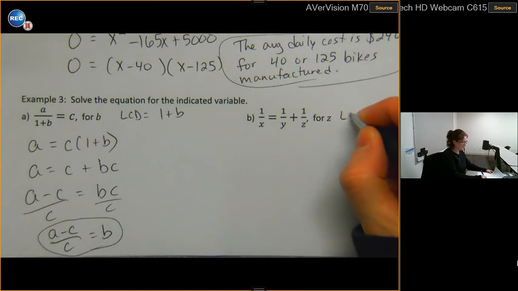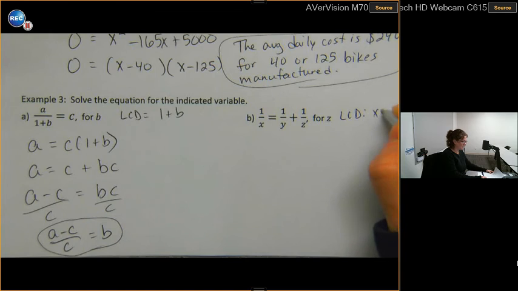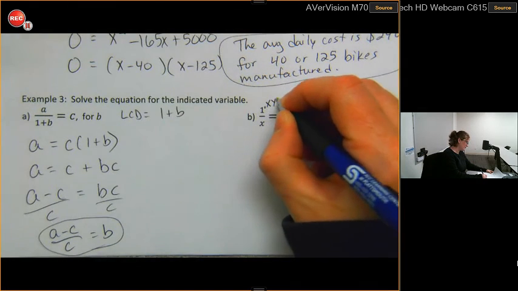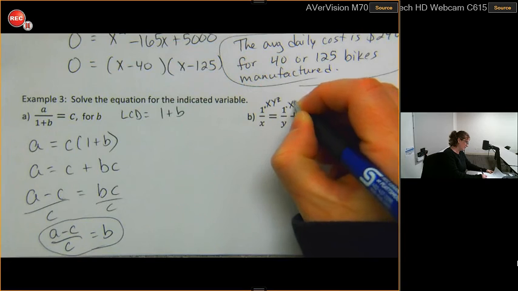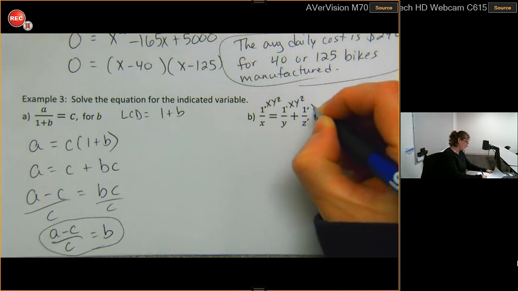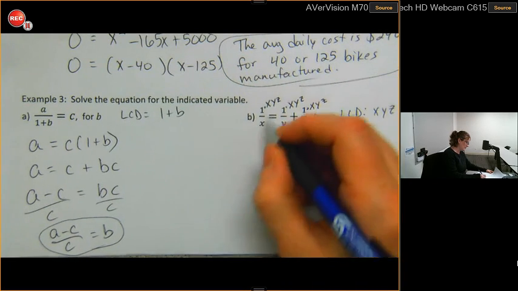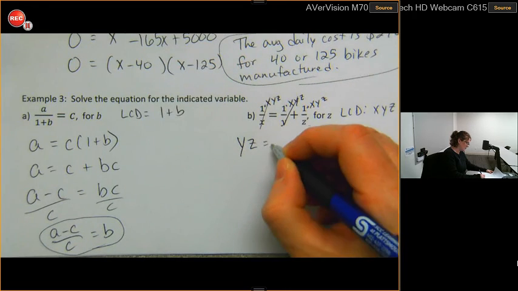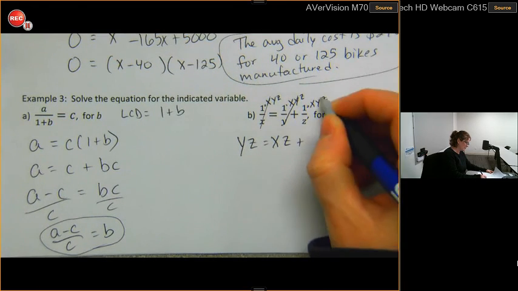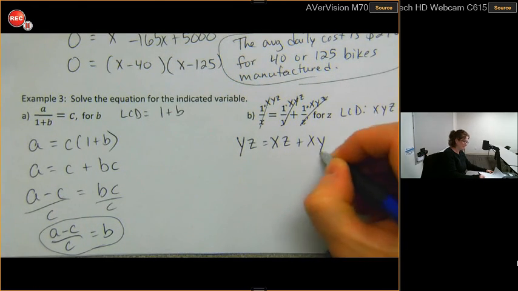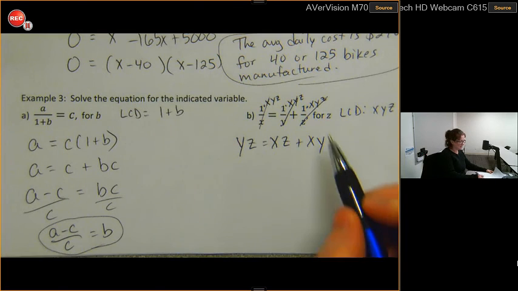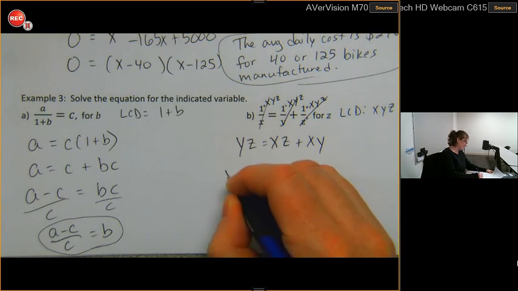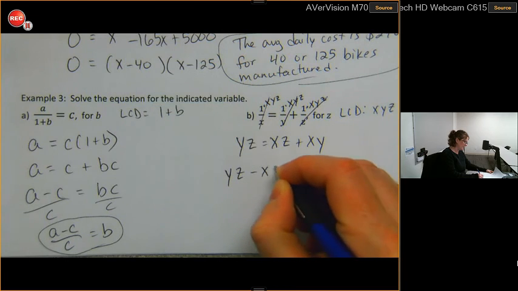On part B, the LCD is x, y, z. So if I multiply by x, y, z everywhere, I'm going to have the x's cancel. I'm going to have the y's cancel. And then the z's cancel. And it tells me to get the z by itself. So I need to get the z's on the same side. So I'm going to subtract it.